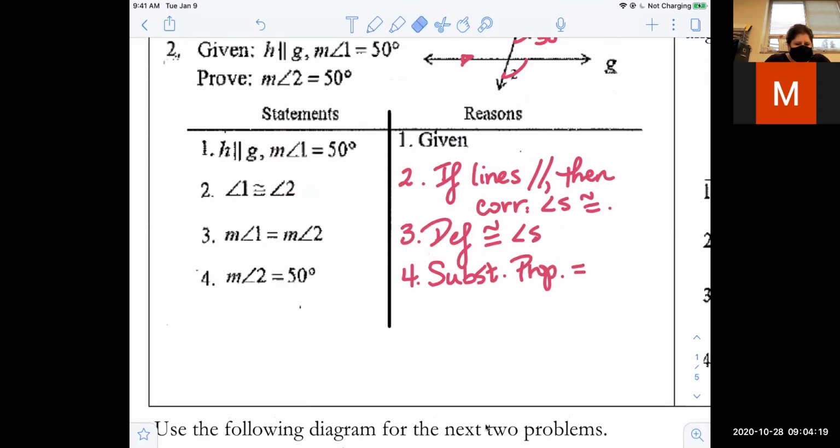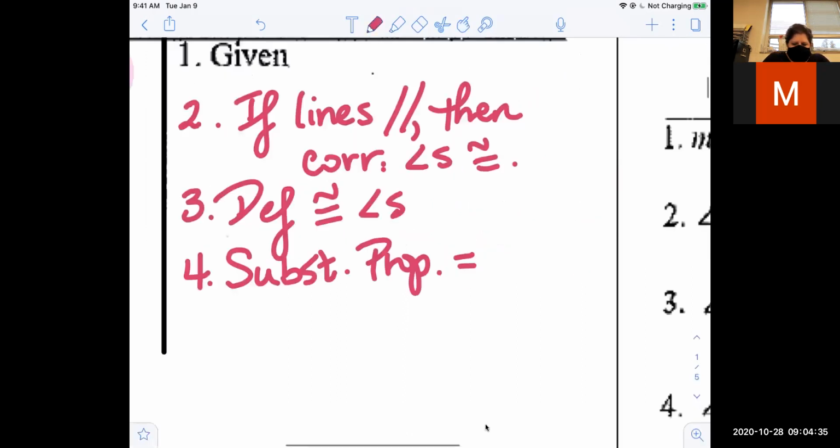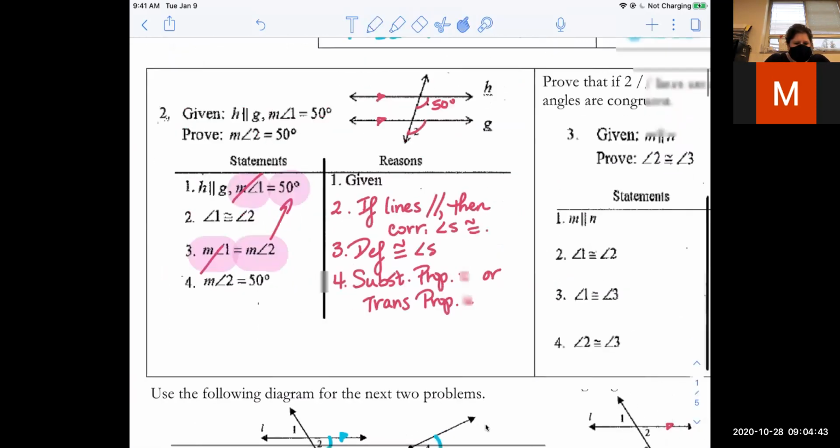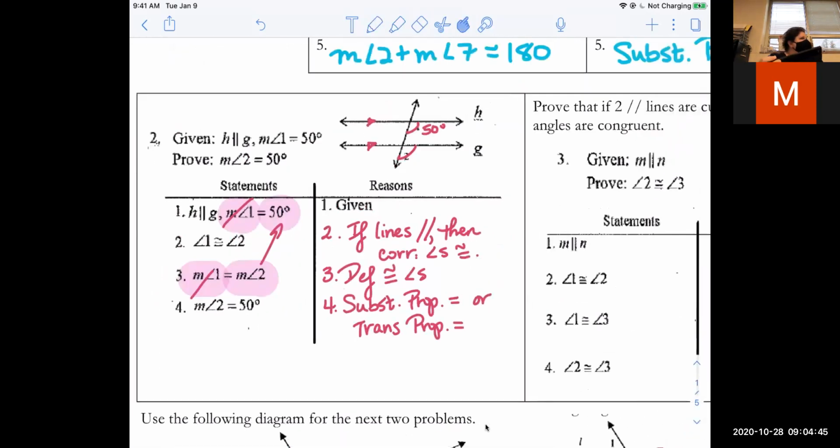Or you can say it's transitive because if the measure of angle 2 equals the measure of angle 1, and the measure of angle 1 equals 50, then the measure of angle 2 equals 50. So you can call that transitive or you can call that substitution. And just like always, you don't have to write both, but I would accept either answer. Okay, questions on that one?